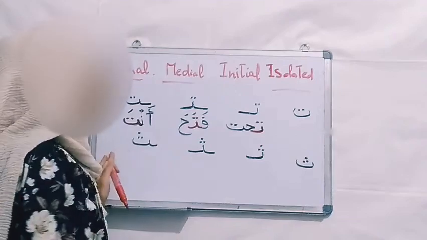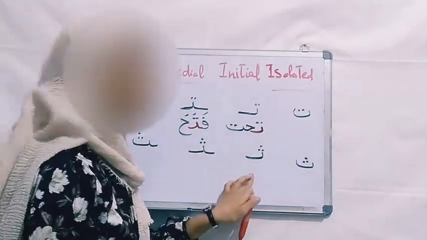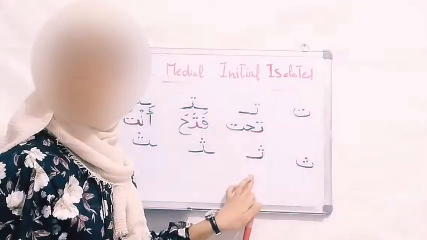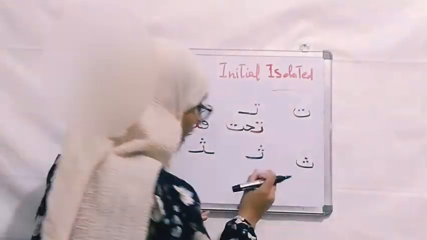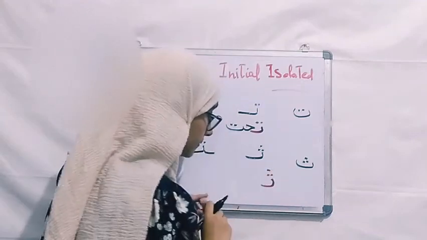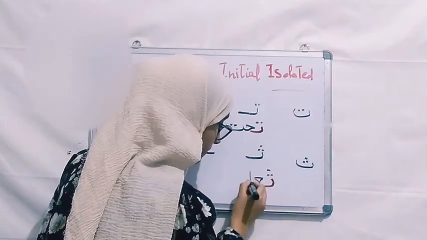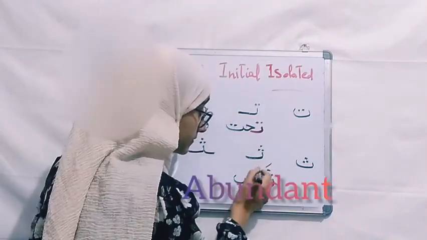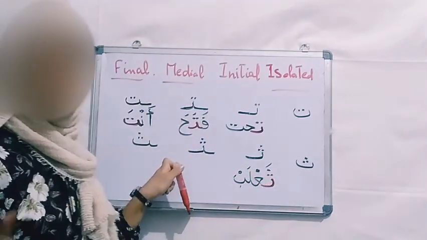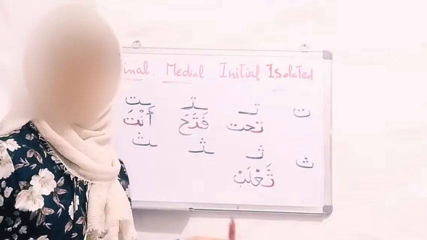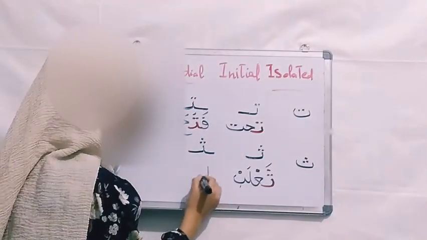And then we have an example about tha. For example, we have ثعلب. ثعلب means fox. And in the middle form we have كثير. كثير means abundant.